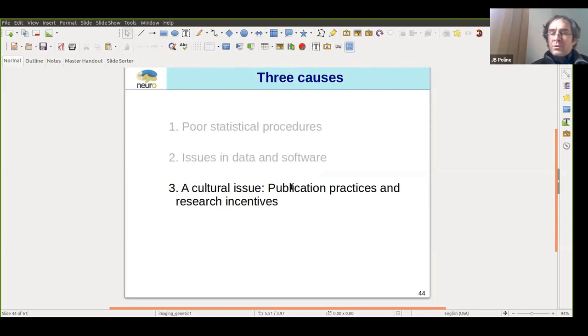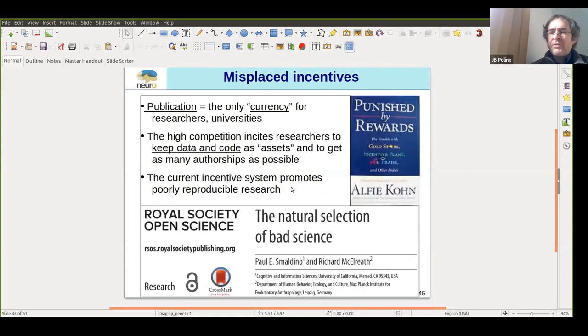The last thing I want to touch upon is the cultural issue, the publication practice and research incentives, and how we can possibly change that. This is going to be more of a vision of things that we want to change for the future. I think one of the key problems is that we are pushed by our ecosystem to publish rapidly and publish often. And that's not bad in itself.